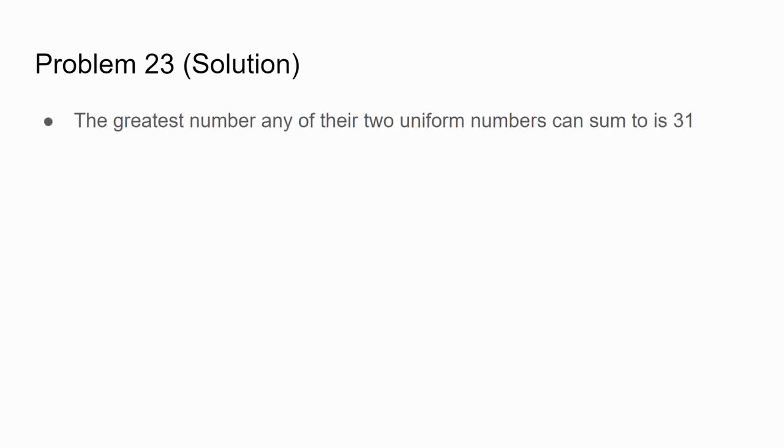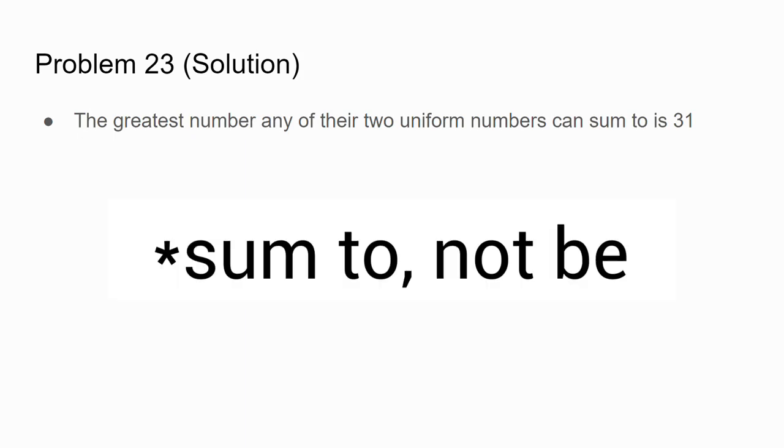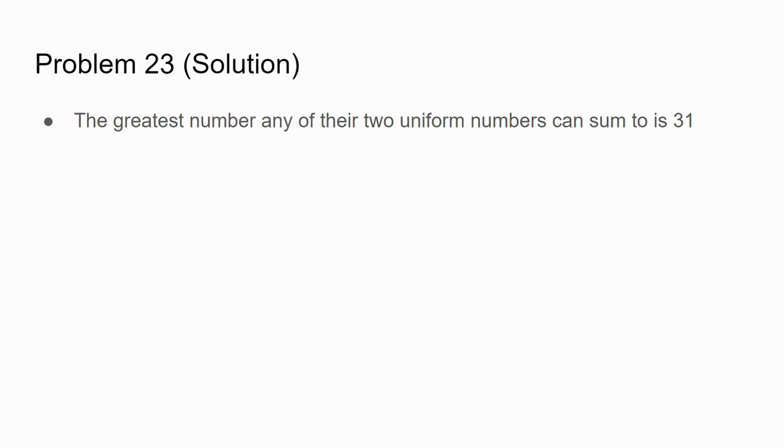So to solve it, we note that the greatest number any of their two uniform numbers can be is 31. That's because they reference dates within a month, and if the largest the sum of their two can be is a date later this month, it clearly cannot be any greater than 31, since no month has more than 31 days. Now, obviously, none of their numbers are greater than 20, because all of their numbers are 2-digit numbers.